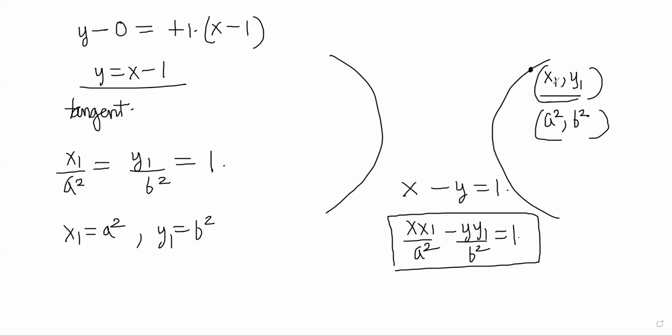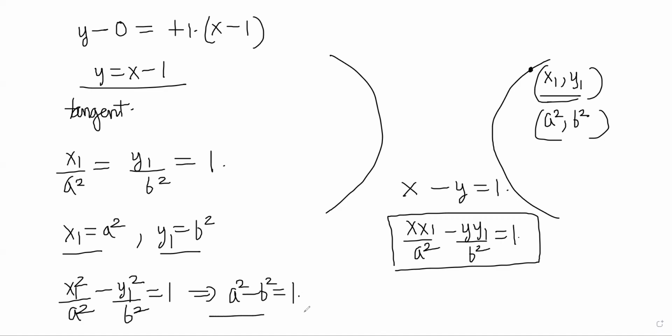And since this point lies on the hyperbola, it will satisfy the hyperbola equation, which is x1 square by a square minus y1 square by b square should be 1. And since x1 is a square, you will get a square minus b square is equal to 1 from here, right?